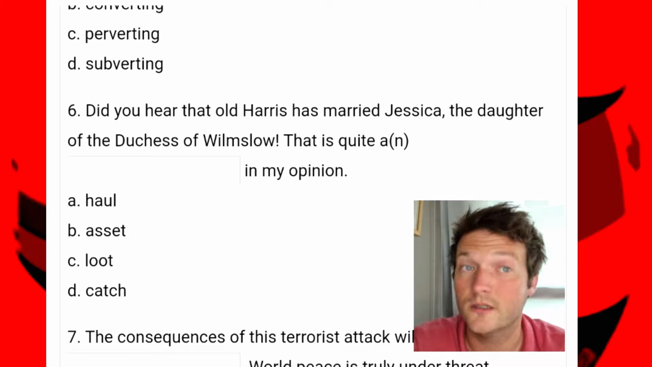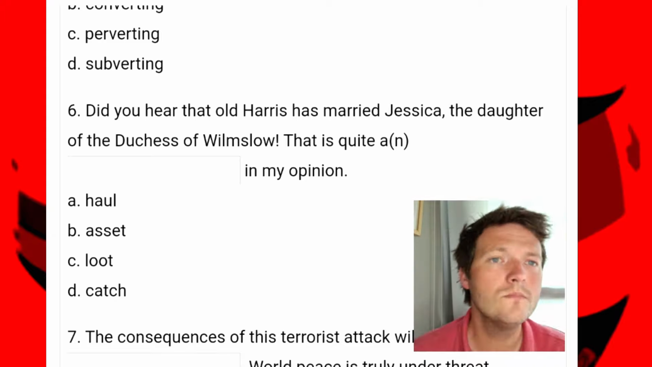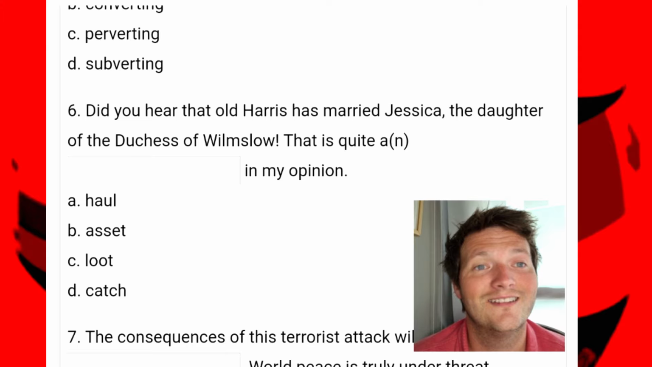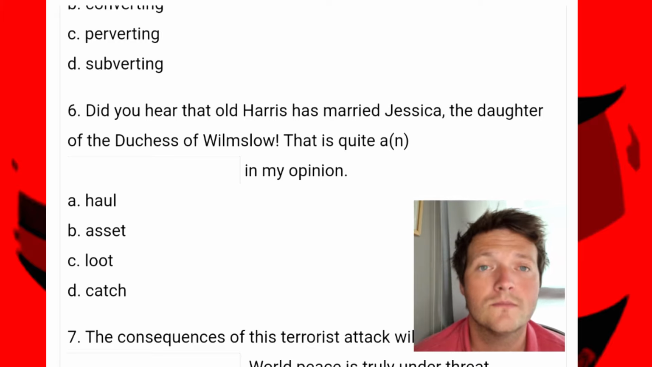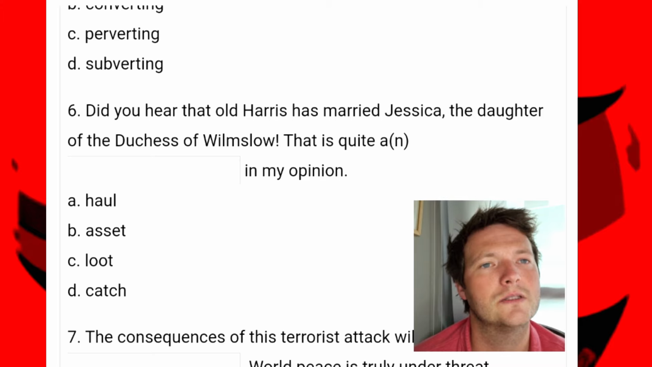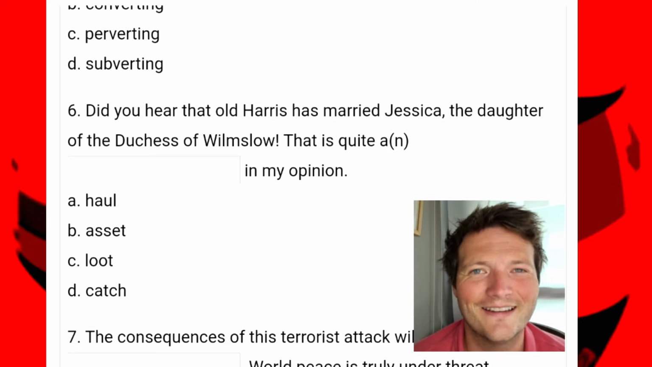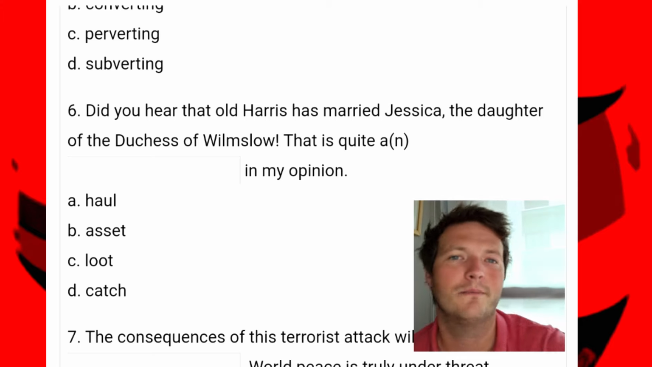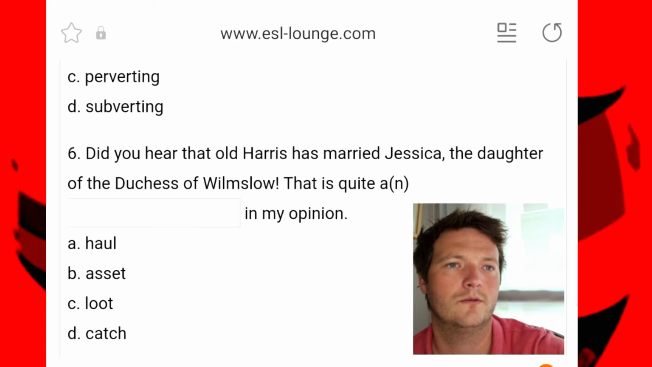Haul is also another fishing term. It's all of the fish that you get in your net. The haul. An asset is just a good that you own, a possession essentially. The things that you have under your name, your car, your business, your house. Loot, that's more to do with criminal activity, no? You might talk about what a pirate has in his loot, or you might talk about some of the protesters in the USA looting shops. Anyway, the answer is definitely catch.